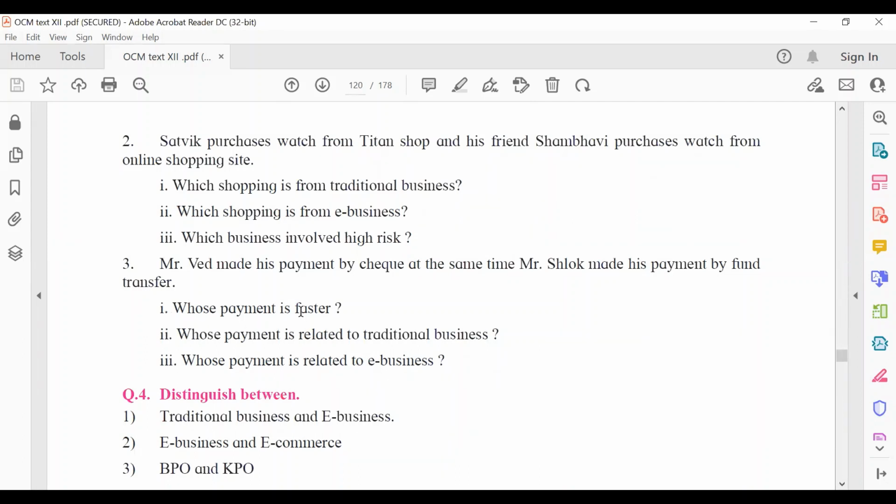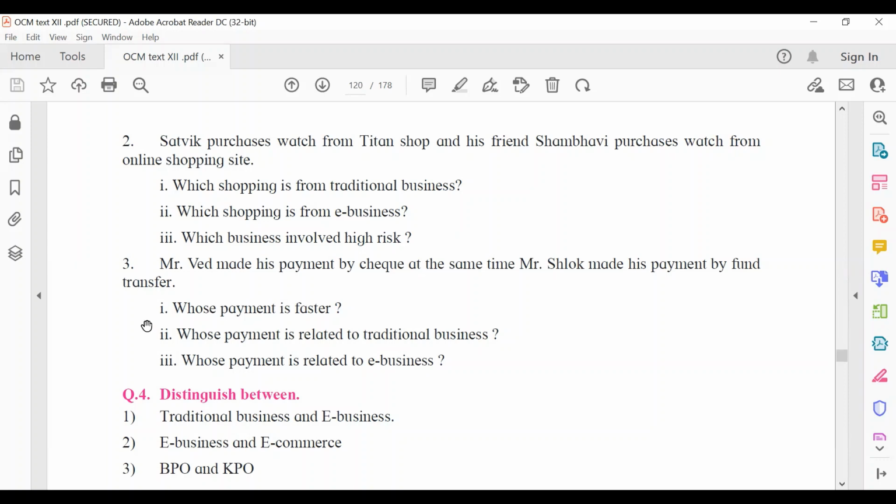If you are reading this for a minute, you might think this is from the chapter of banking. But if you read this, you automatically come to know that we are talking about chapter number 5 over here, emerging modes of business. So let us see what the questions are.